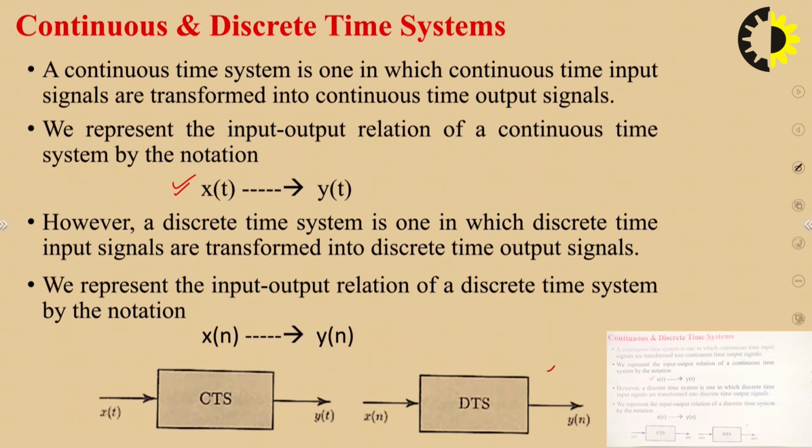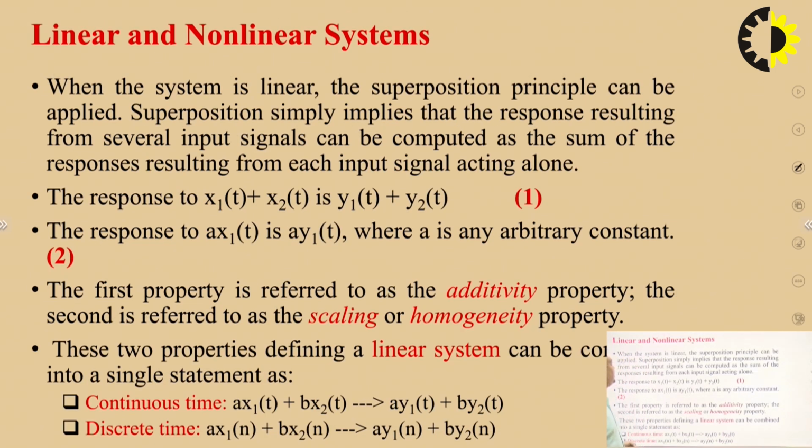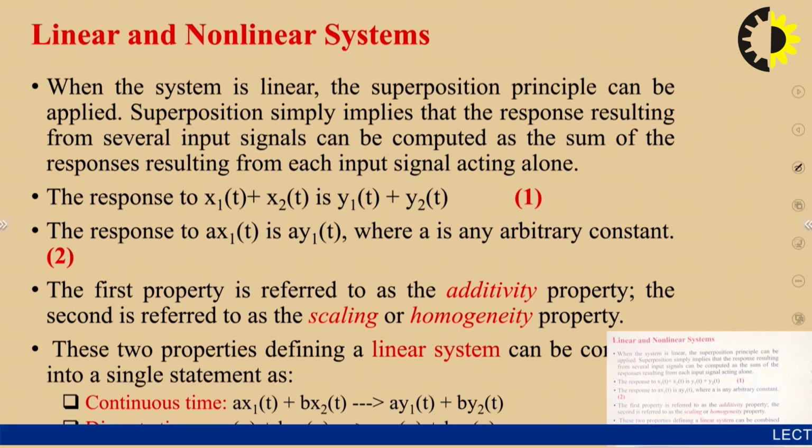So now first of all, we will classify continuous and discrete time systems both as linear and non-linear systems. Linear systems are the systems which follow the principle of superposition. Superposition simply implies that the response resulting from several input signals can be computed as the sum of responses resulting from each input signal acting alone.